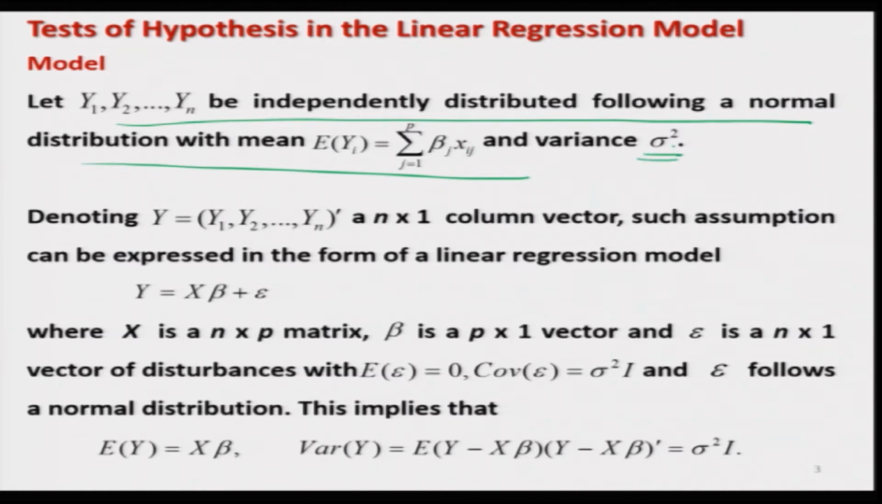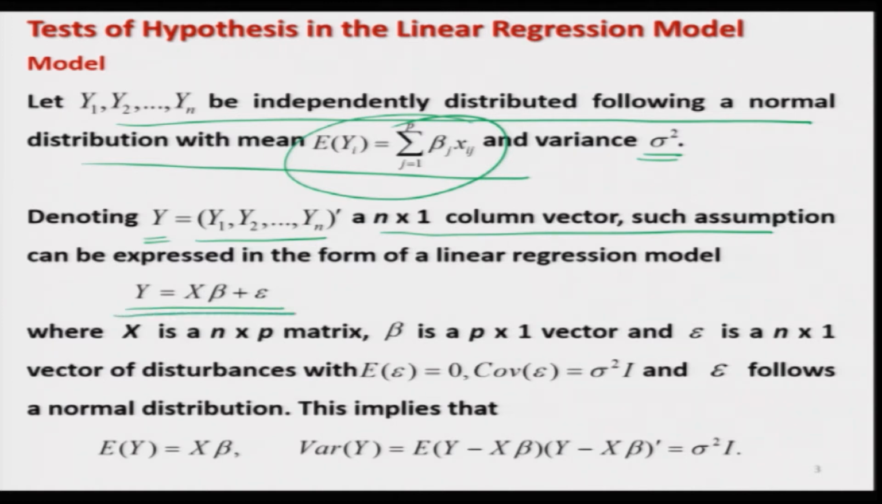And if I try to represent all these y1, y2, yn in the form of a random vector y like this, then y is going to be an n cross 1 column vector, and this expression which I have written here for representing yi can be written in the form of a linear regression model, y equal to x beta plus epsilon. And I have already discussed how this linear model is obtained, right. So, I am not going to explain it here again, but I believe that you know it.